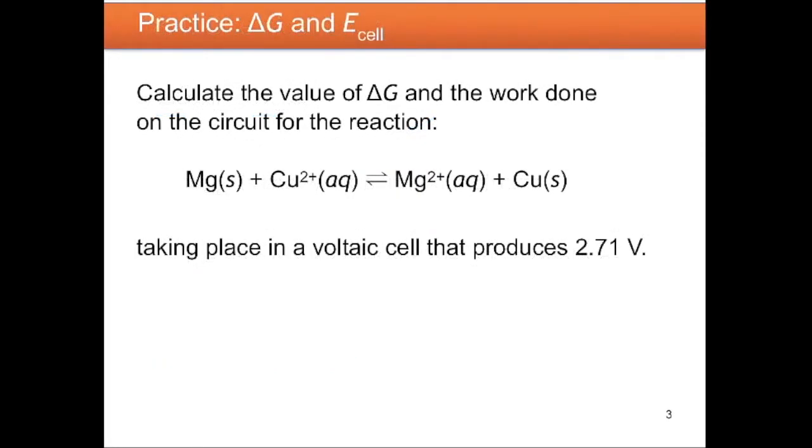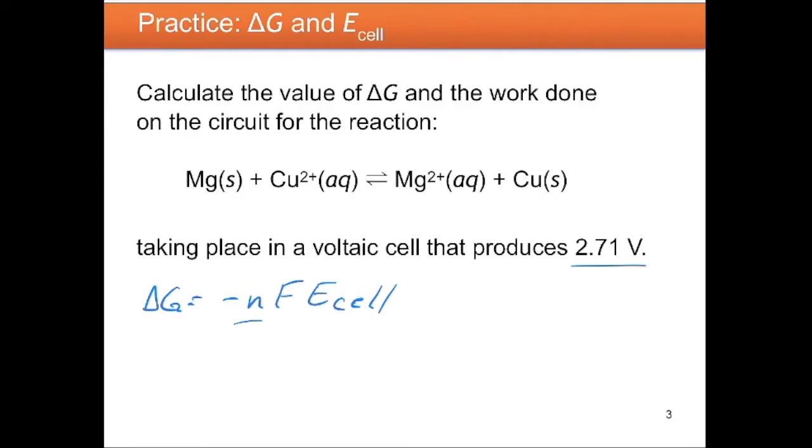So let's do a quick calculation to determine how much work would be done by this particular reaction taking place in a voltaic cell that produces 2.71 volts. So we know we're going to use this equation here, delta G equals minus nF E cell. We're given E cell here, 2.71 volts. We know what Faraday's constant is, 96,500 coulombs per mole of electrons, and the only thing we really have to figure out is what n is. So how do we figure out how many electrons are transferred in this reaction?